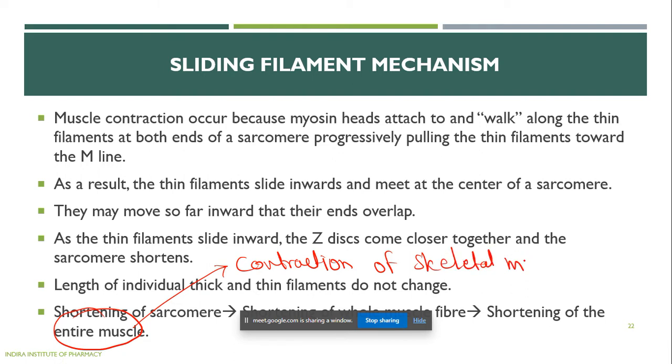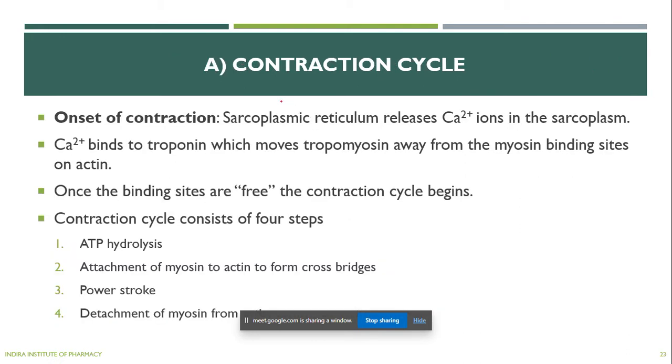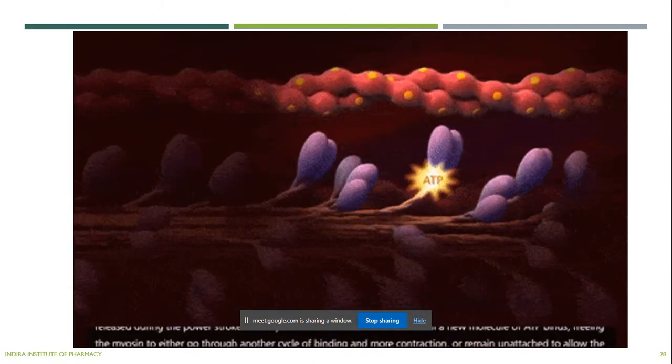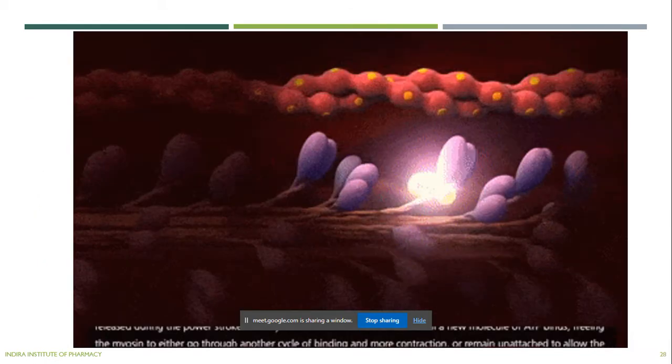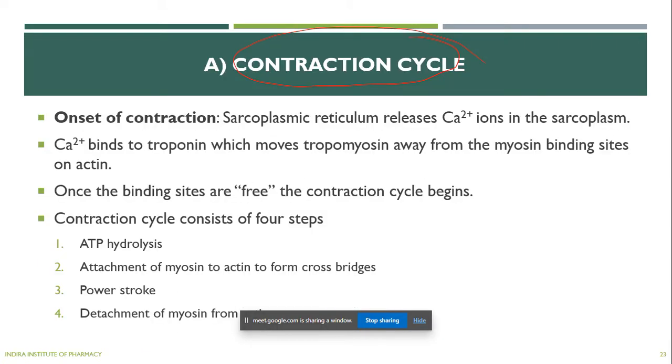Okay, so basically the sliding filament mechanism is related to contraction. When we study the sliding filament mechanism, it basically has two parts. The first part is the contraction cycle, and the second part is excitation contraction coupling. If a question appears on the sliding filament mechanism, then you have to explain both of these parts, that is the contraction cycle as well as the excitation contraction coupling. So contraction cycle means what?